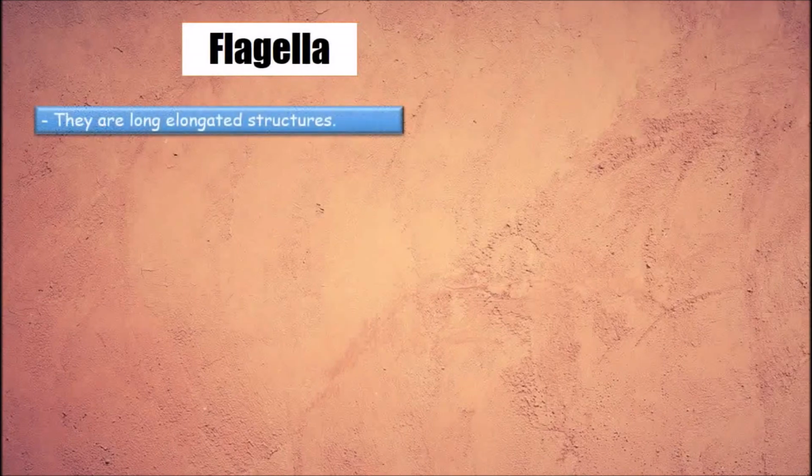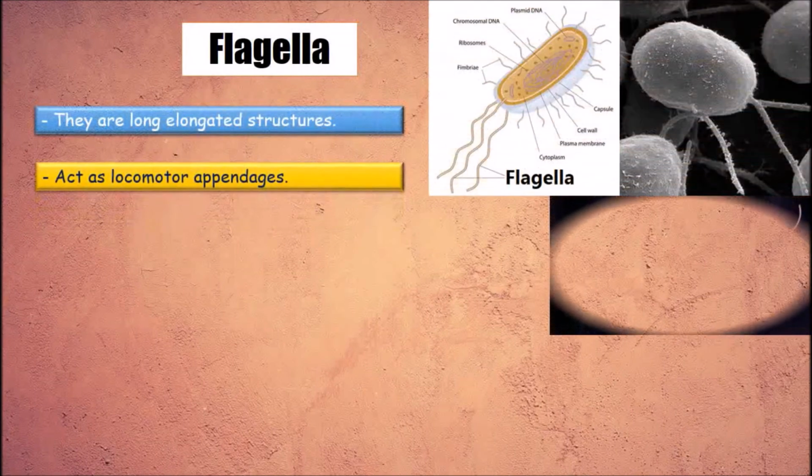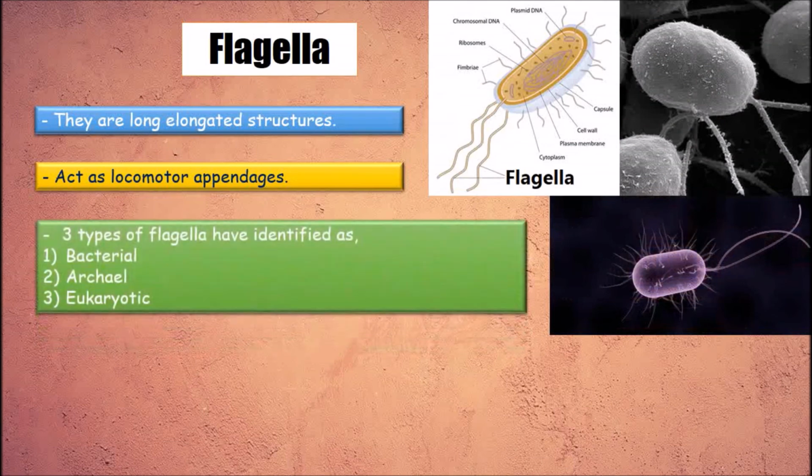Flagella. Flagella are long elongated structures that protrude from the cell body. They act as locomotor appendages that generate motion at a cellular level. 3 types of flagella have been identified: bacterial, archaeal and eukaryotic flagella. Eukaryotic flagella have microtubules and dynein in their structure, but bacterial and archaeal flagella do not. In this section, we will talk about eukaryotic flagella.